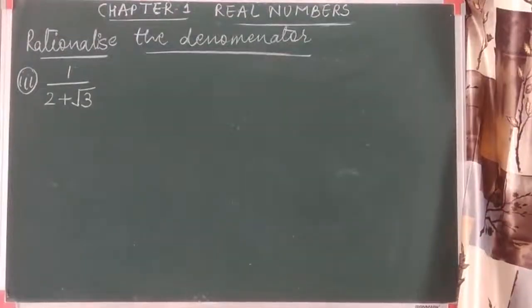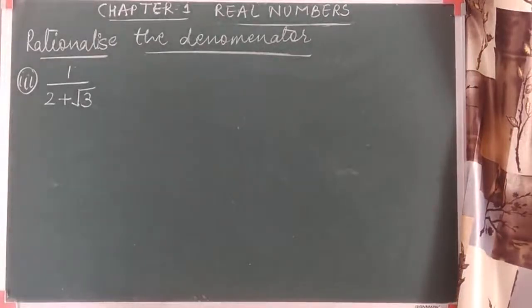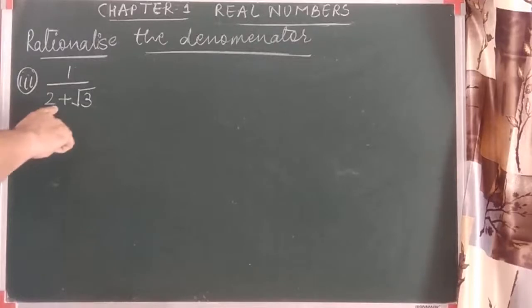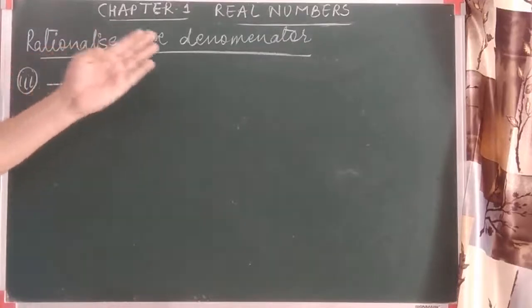Let us continue the same kind of questions. But you can see that this question is slightly different from the previous question which we have done. In the previous question we had only one term in the denominator, while here we have 2 terms, that is a binomial term. So now this is more important than the previous one. The question would be the same. We have to rationalize the denominator.